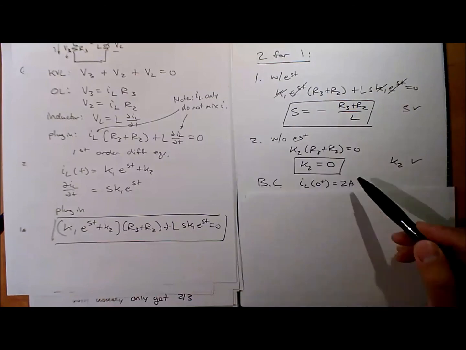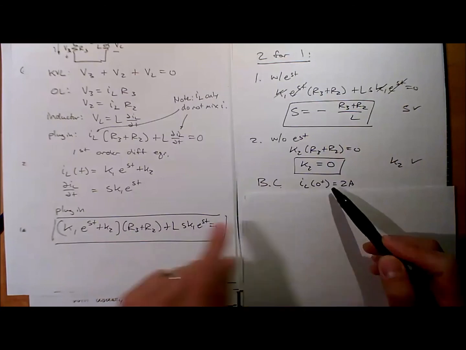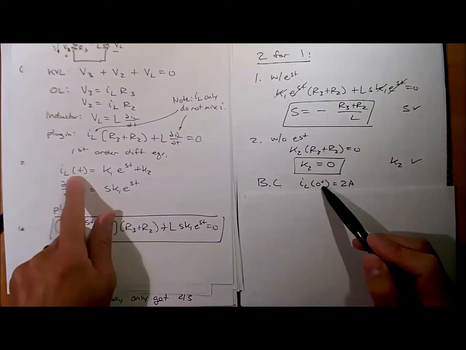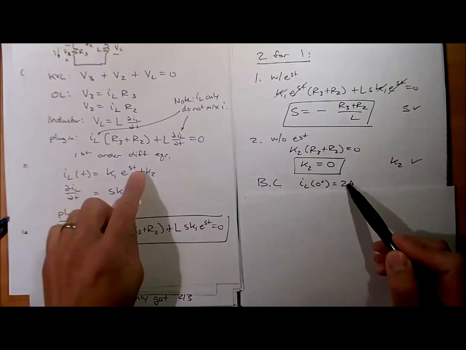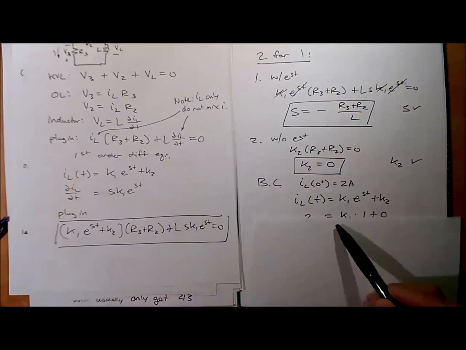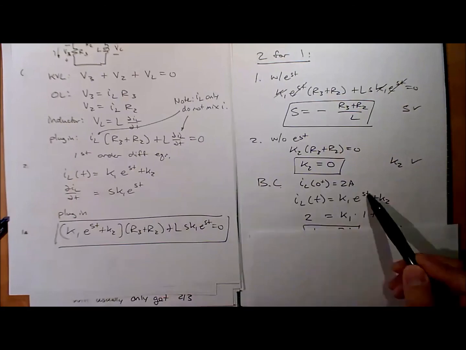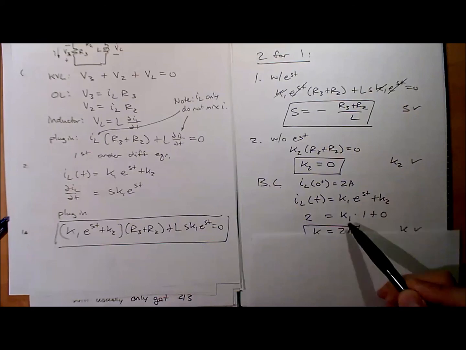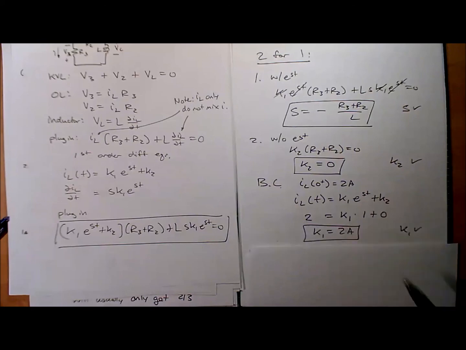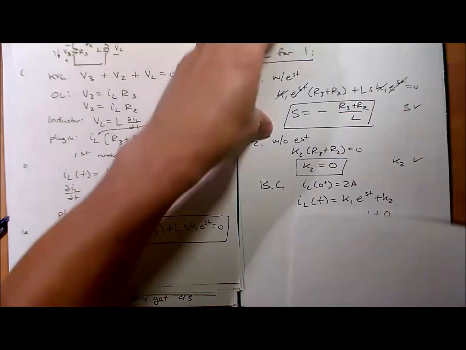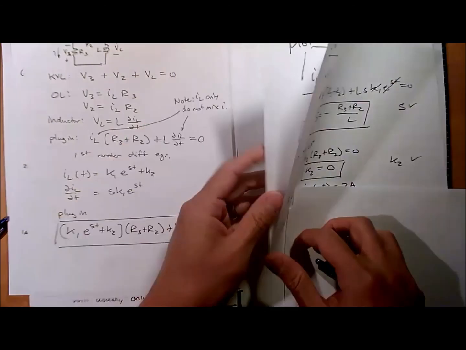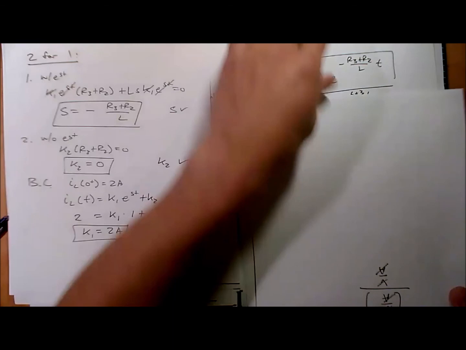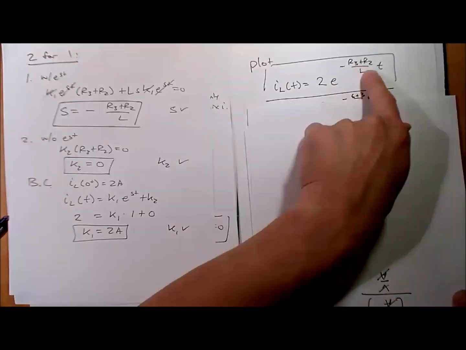And then I can use my boundary conditions. IL was 2 amps, not 0 amps. So 0 and 2 this time. Okay, so this is 2 and this is 0, but e to the 0 is 1. Okay, so K1 is 2 amps. That's great. So the current IL, when I plug everything in, is going to be this, 2e to the minus RL plus R2 over 2.